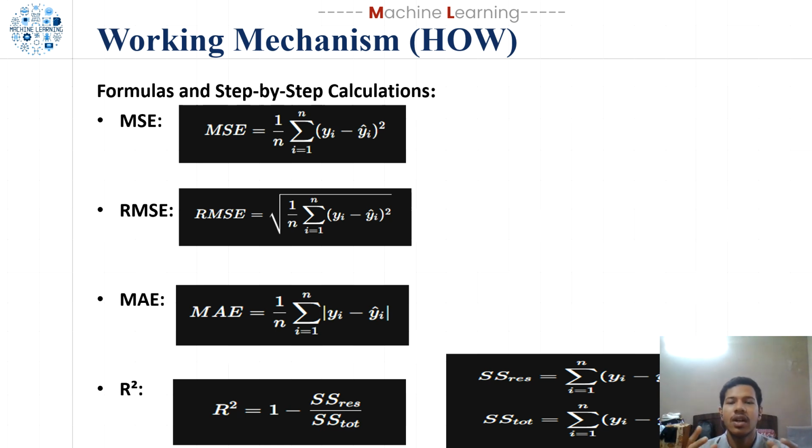And for R squared, we use the formula 1 minus the ratio of residual sum of squares to total sum of squares. In simpler terms, R squared compares how much better the model is compared to just using the mean of the data. For example, if the actual values are 3, 5, 2 and I get predicted values 2.5, 5.5, and 2, I can calculate each error step by step using these formulas.